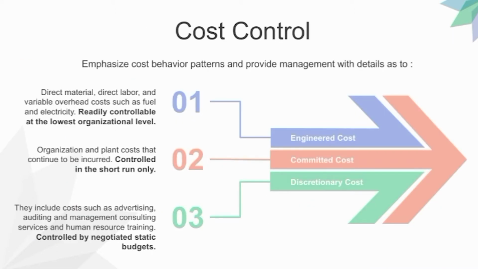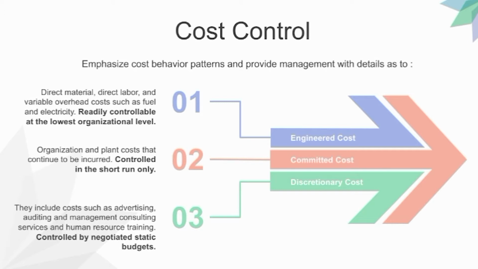Now we move on to cost control. The direct or variable costing is really helpful for controlling costs. It emphasizes cost behavior patterns and profit management with details as to engineered costs, committed costs, and discretionary costs. Engineered costs include direct material, direct labor, and variable overhead costs such as fuel and electricity. It is readily controllable at the lowest organizational level.